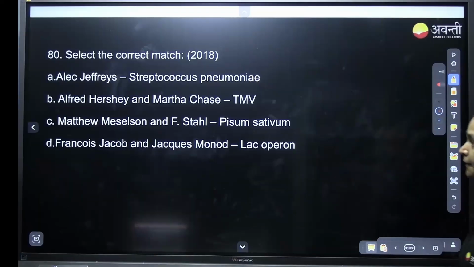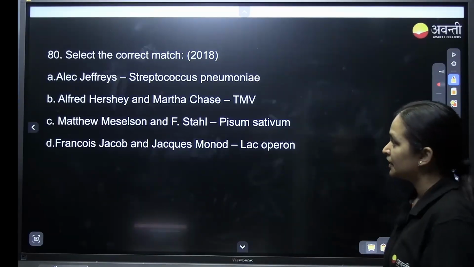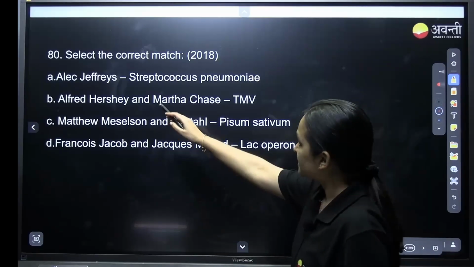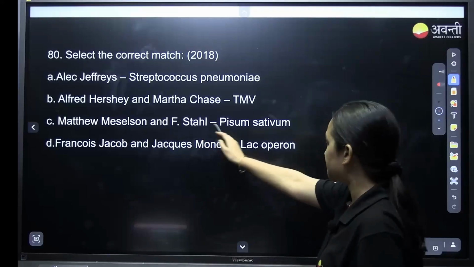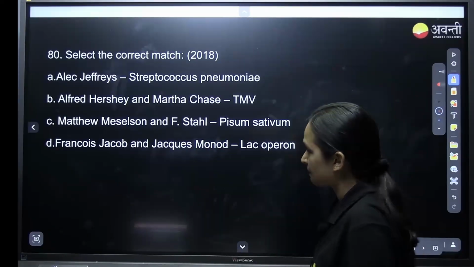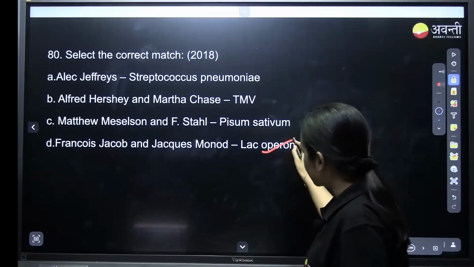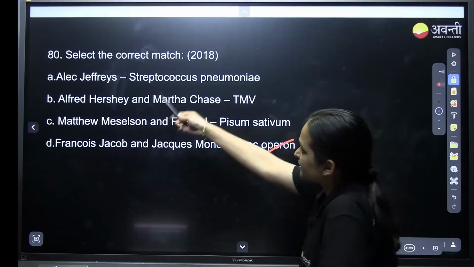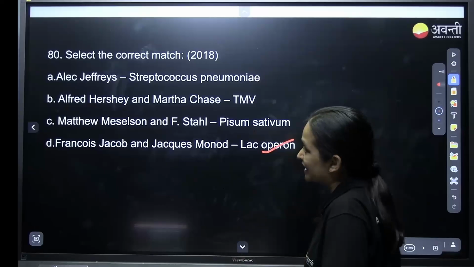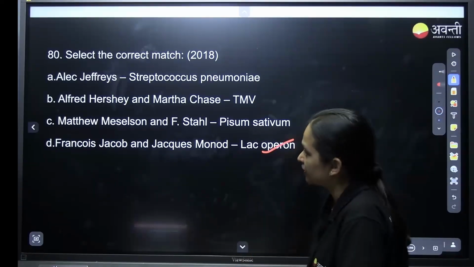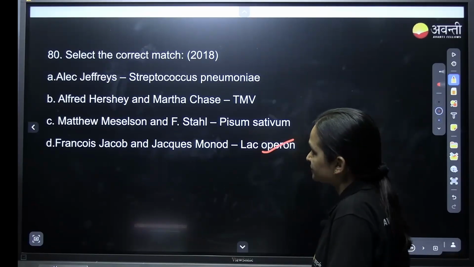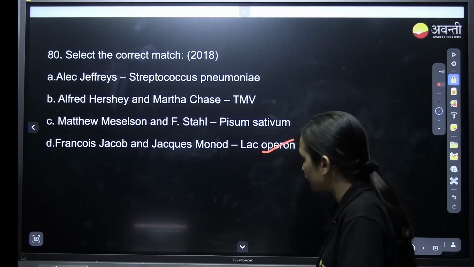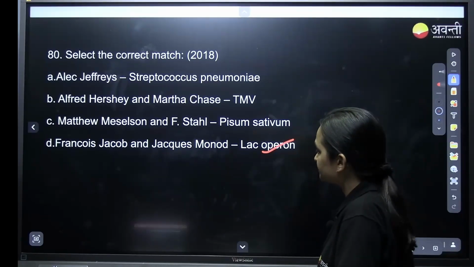Select the correct match. Alec Jeffreys, Streptococcus pneumoniae, Alfred Hershey and Martha Chase, TMV, Meselson and Stahl, Pisum sativum. This one? Option D is the correct answer. Okay, Jeffreys is DNA fingerprinting, just for your knowledge. Hershey and Chase, bacteriophage. They did the experiment with the bacteriophage, right? And Meselson and Stahl, radioactive.